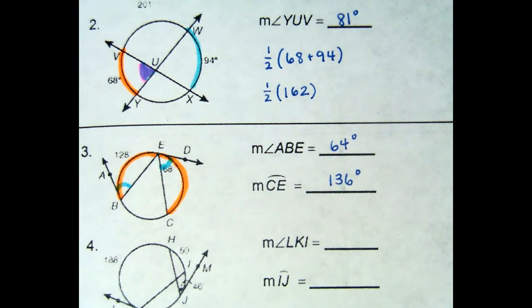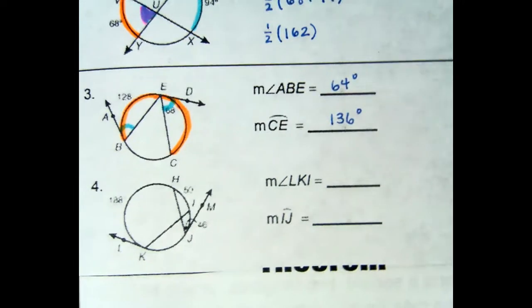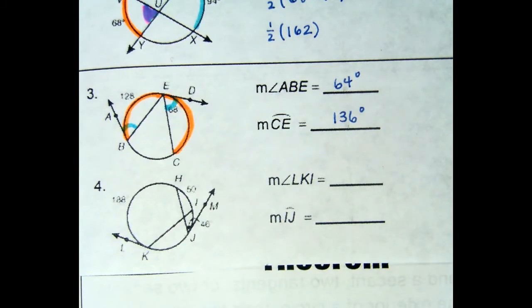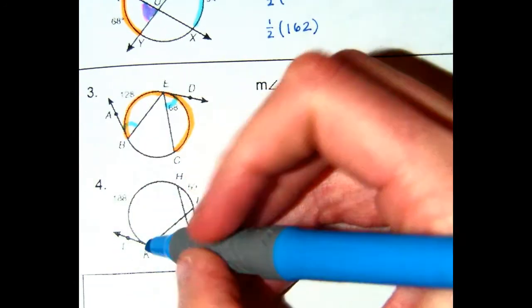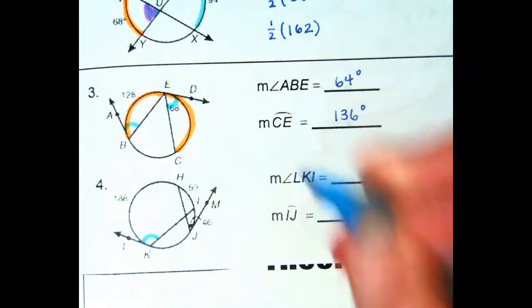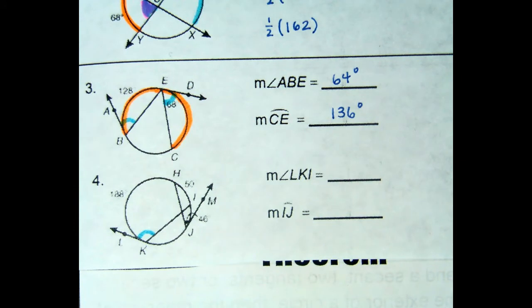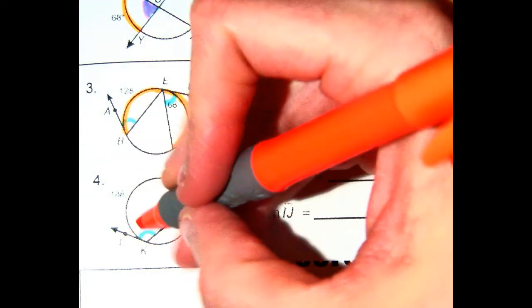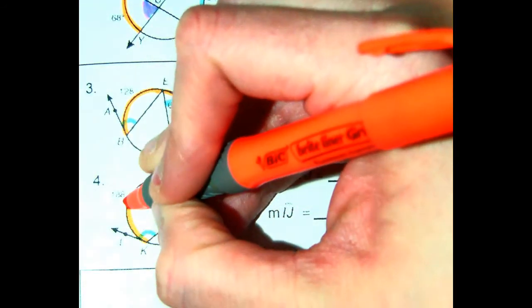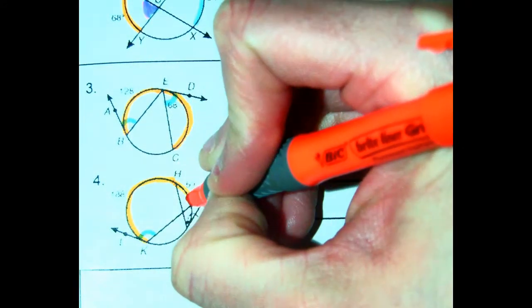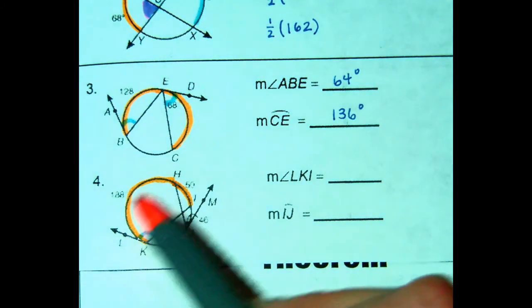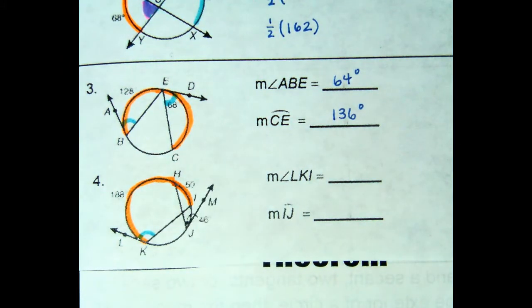Number 4. First, I'm looking for LKI. LKI is this right here. What arc goes with LKI? 188. Is that all? Plus this 50. That's a major arc, KHI. What is 188 plus 50?